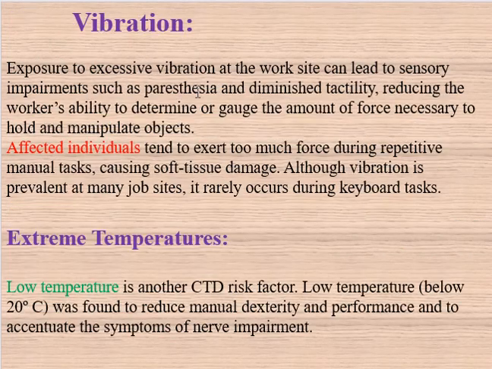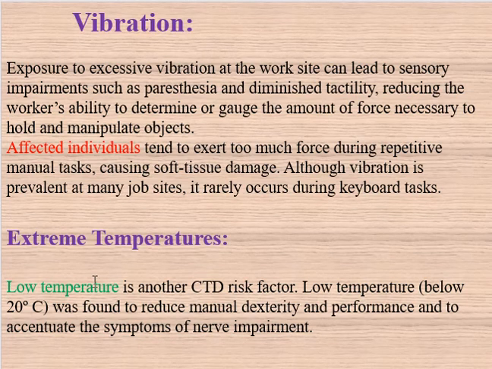Vibration. Exposure to excessive vibration at the work site can lead to sensory impairment such as paresthesia and diminished tactility, reducing the worker's ability to gauge the amount of force necessary to hold and manipulate objects. Affected individuals tend to exert too much force during repetitive manual tasks, causing soft tissue damage. Vibration is prevalent at many job sites. It rarely occurs during keyboard tasks.